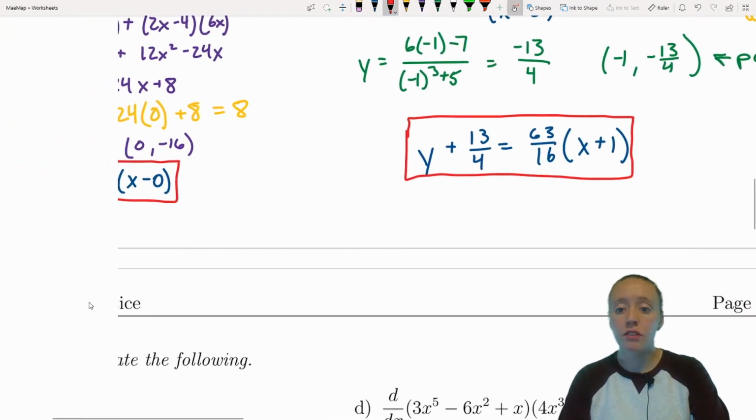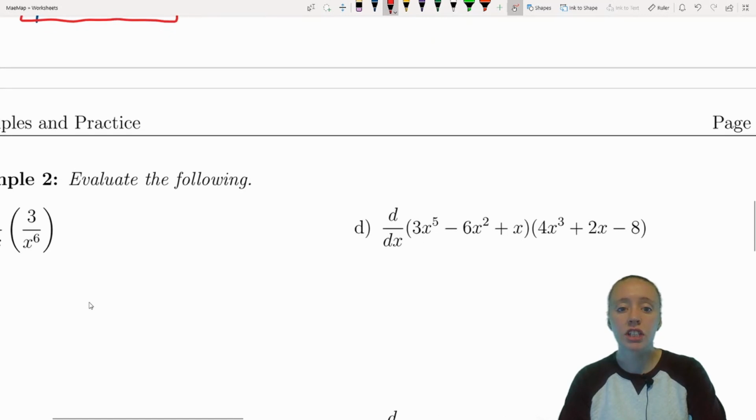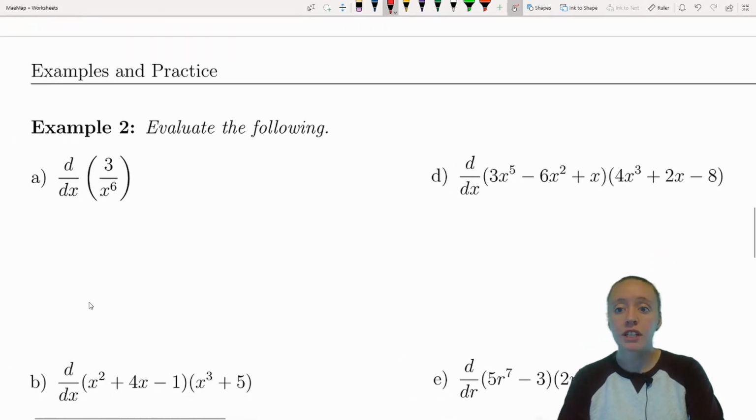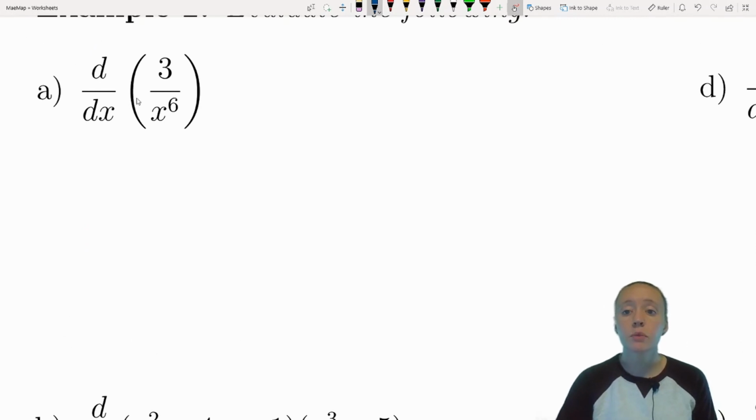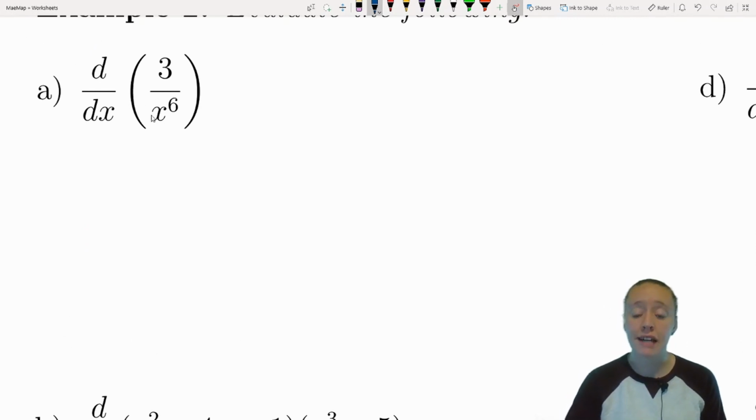So now that we've gone over finding tangent lines, let's practice just finding derivatives. In example 2, we're going to be evaluating the following. Let's find the derivative with respect to x of 3 over x to the 6th. Low d high minus high d low all over low squared.